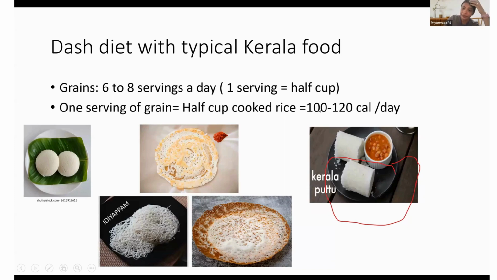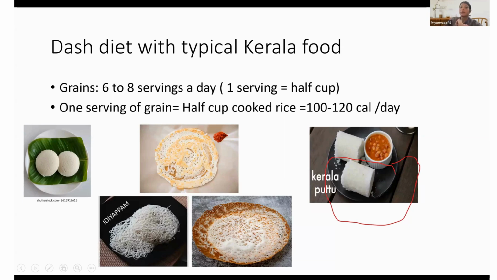So now let's say 2 idlis, the usual average sized idlis we make at home, have around 100 calories. So if we take 4 idlis for breakfast, that's considered as 2 servings. And dosa, again, can be somewhere around 70 to 80 to 120 or 150 calories depending on the size. So probably 1 to 1.5 dosas might be an okay carbohydrate source.